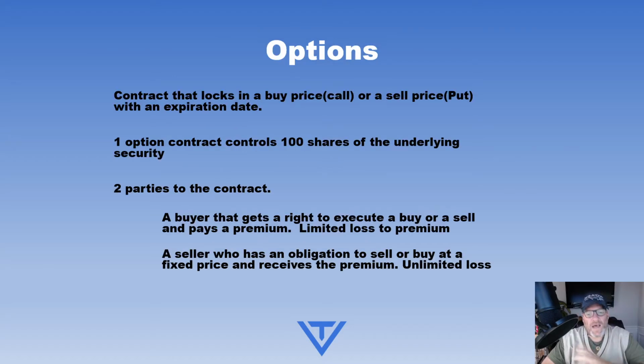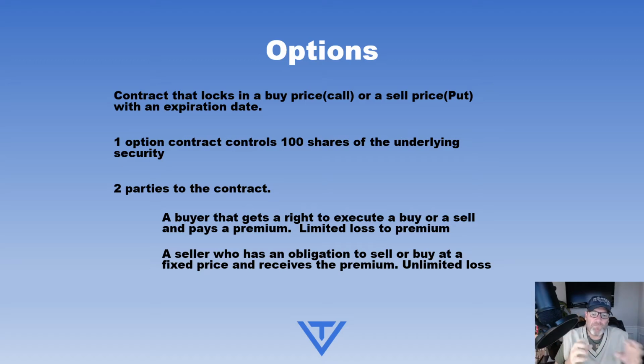What are options? An option is nothing more than a contract that locks in a buy price if you have a call contract, or it locks in a sell price if you have a put contract, for a set period of time. And like I said, every option contract controls 100 shares of the underlying security, and there's two parties to every contract. You have a buyer and you have a seller.